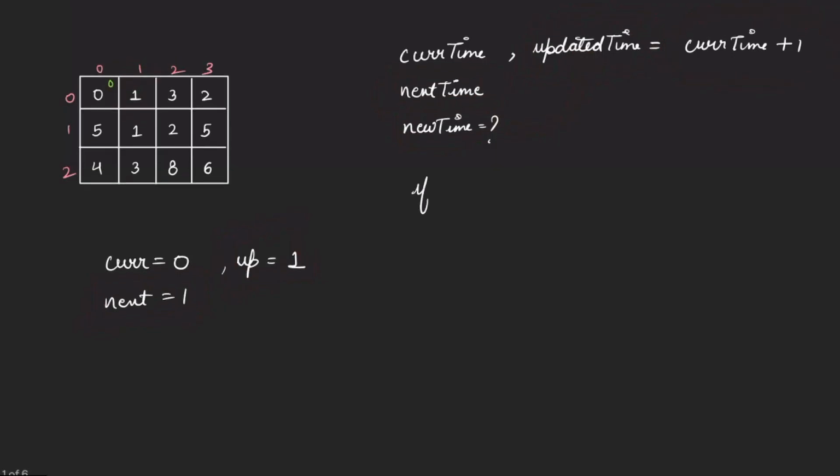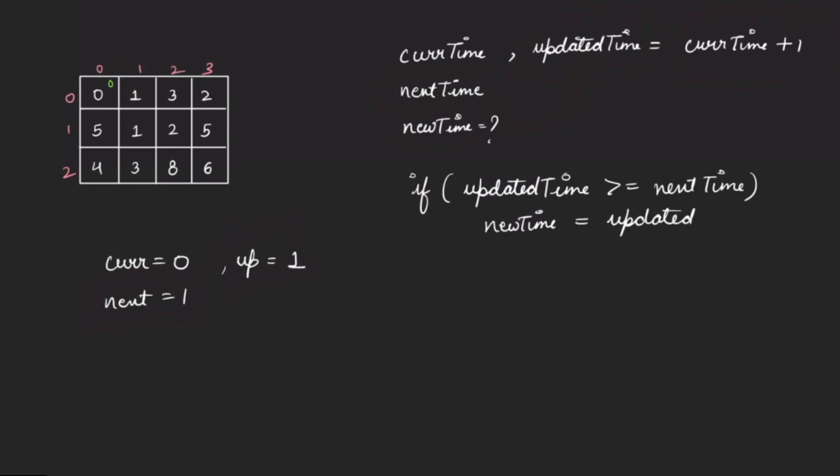So one condition that we have got here is that if my updated time is greater than or equal to the next time, meaning the value in the next cell, then in that case, my new time is going to be equal to the updated time, right? Otherwise, what are we going to do? So let's see that. In this particular case, for this particular cell, our current time will become 1, right?